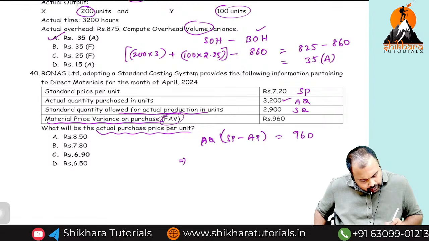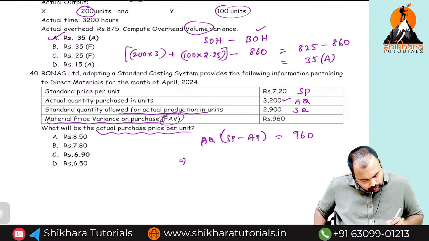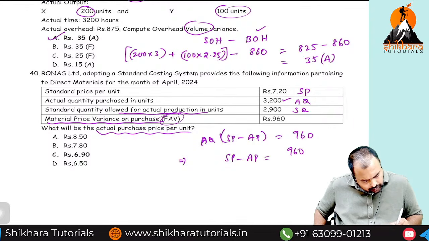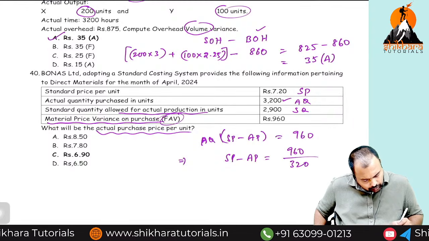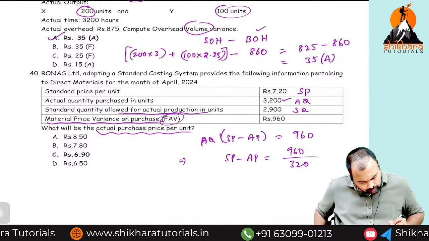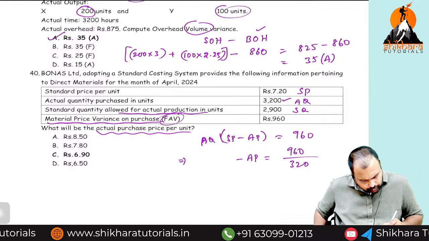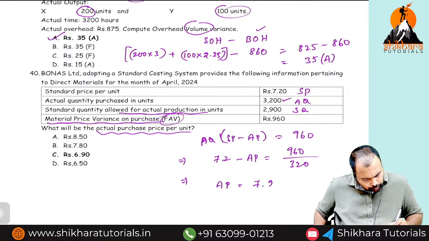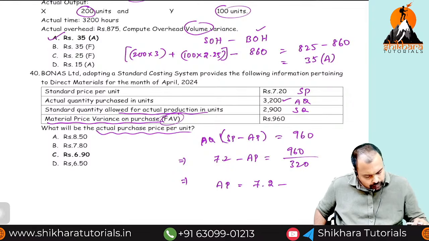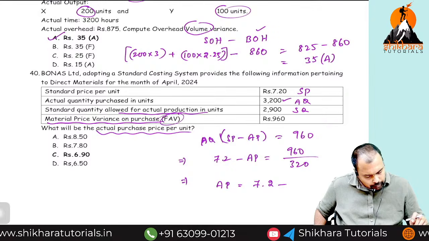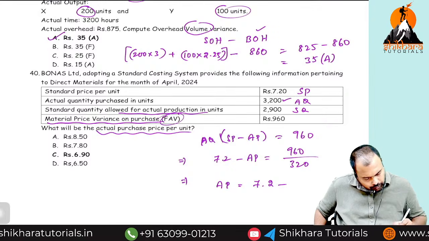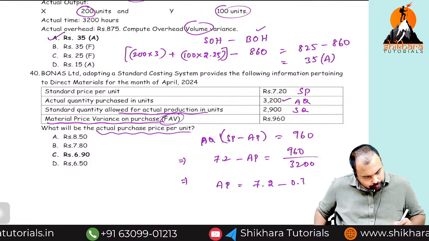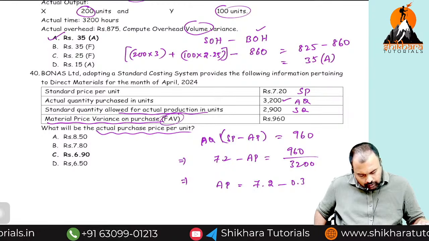So that implies SP minus AP is equal to 960 divided by 3200, and SP is given as 7.2, so we can take 7.2 here. That implies AP is equal to 7.2 minus 960 divided by 3200, which is 0.3, which is 6.9.